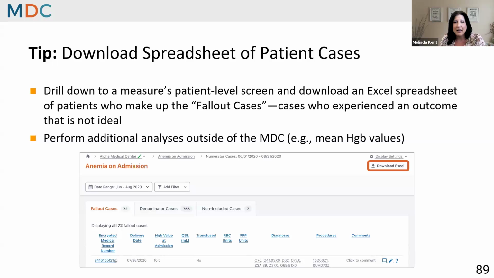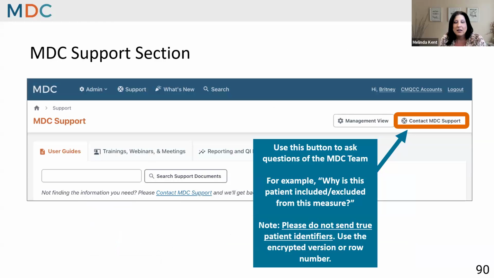For additional analysis outside the MDC, if you want a mean hemoglobin value, or if you want to know if there's a day of the week, whatever it is that you want to know, you can go through and start looking at all of that information.